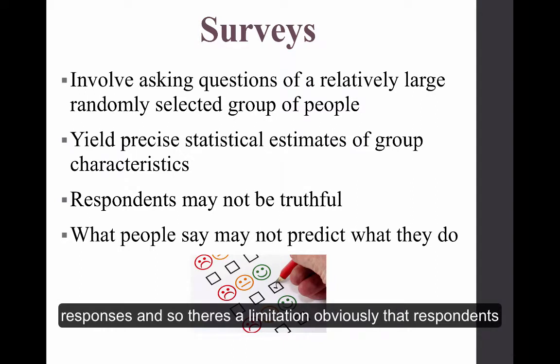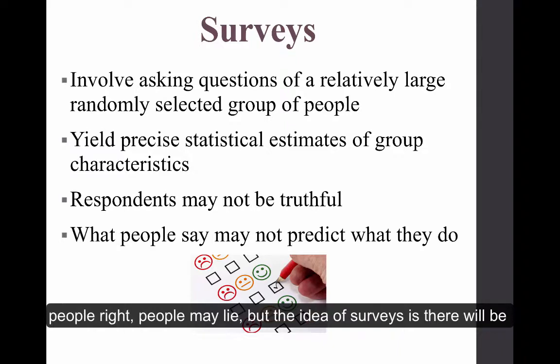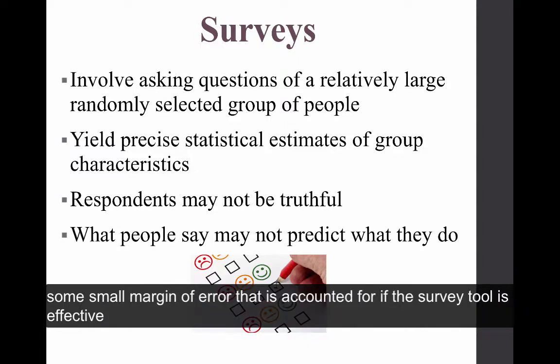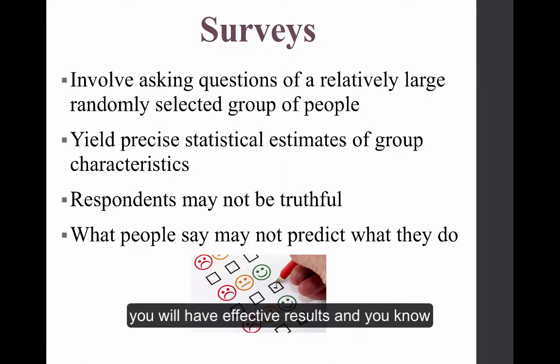And so there's a limitation, obviously, that respondents may not be truthful. But I mean, that's kind of a limitation of all research with people, right? People may lie. So the idea of surveys is that there will be some small margin of error that's accounted for. If the survey tool is effective, you will have effective results.